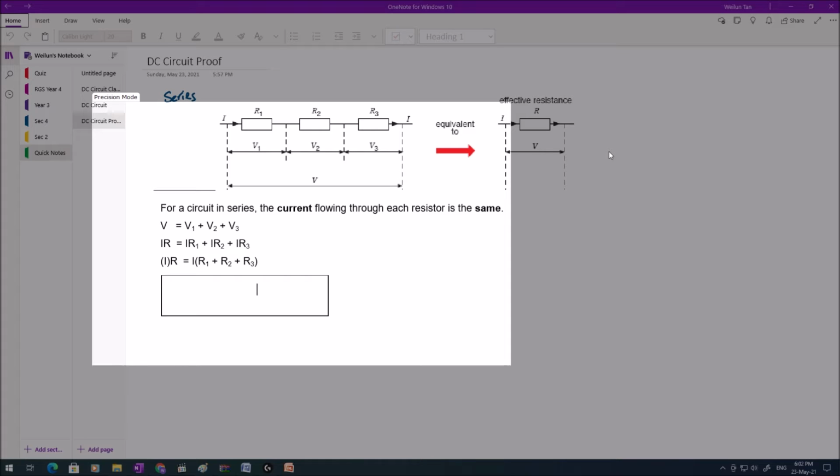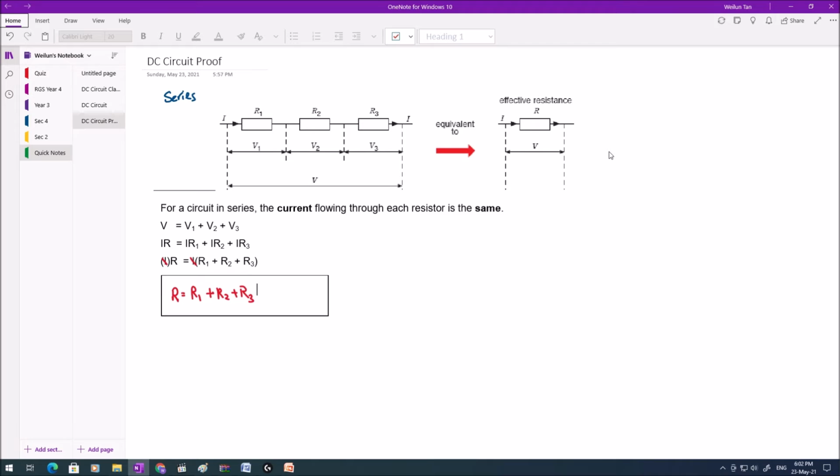Now, since the current is I throughout, we can cancel it on both sides of the equation, and this leaves us with R equals R1 plus R2 plus R3. Therefore, to get the effective resistance of a circuit, we simply add up the resistances R1, R2, and R3.